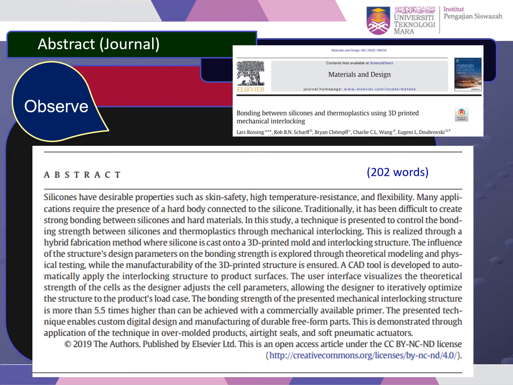Sometimes it's even 200 words, but the final version might be edited by the publisher, so it might end up with 202 words. Now, look here. Could you find the aims or objective or the purpose of the paper? You find the methodology. You find the findings here. And also, is it the originality, the value?